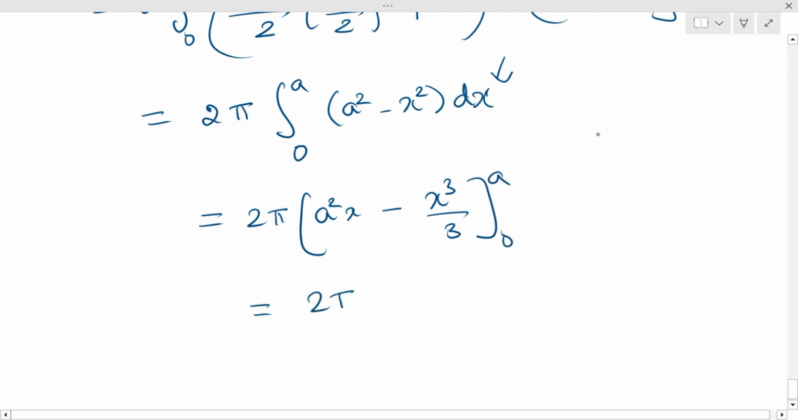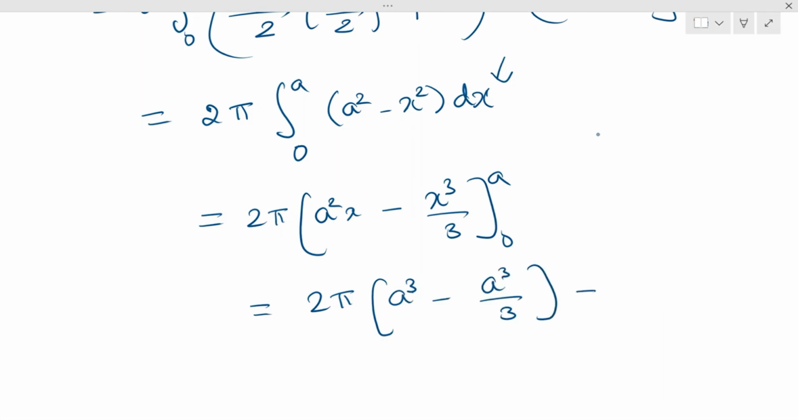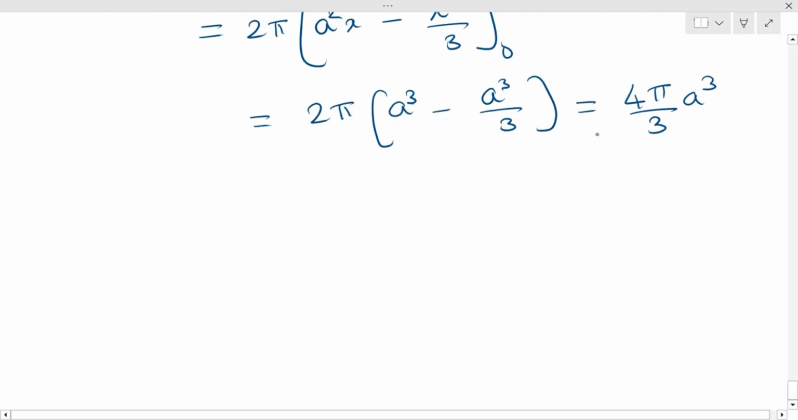So 2 pi, when we apply the upper limit a cube minus a cube by 3. So which is equal to 4 pi by 3 a cube. So which is the volume of the sphere. So we obtain the volume of the sphere easily by using the triple integration.